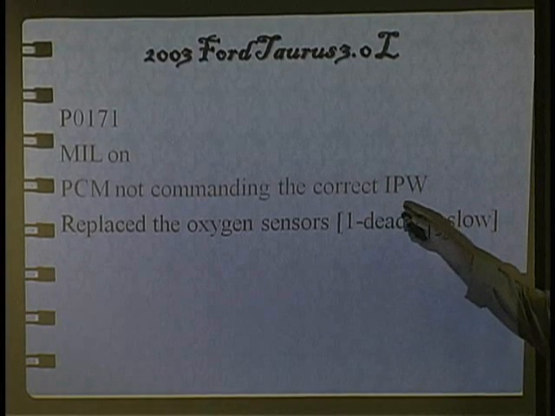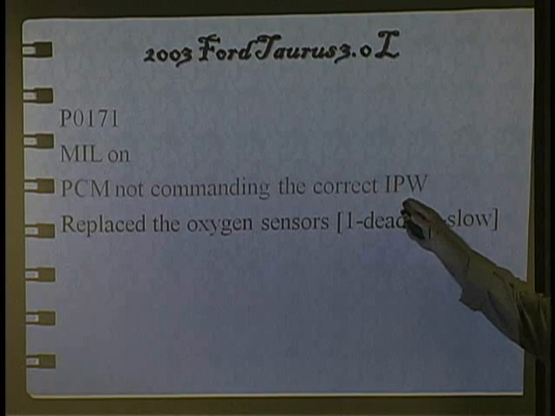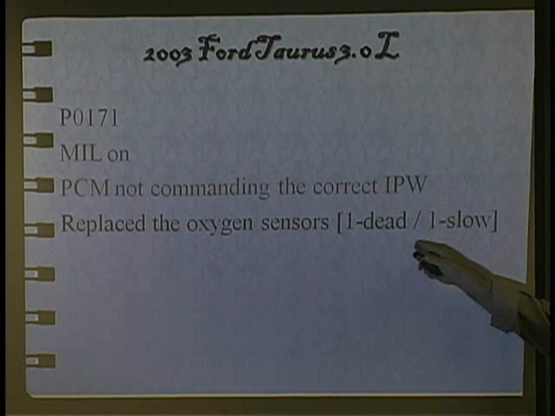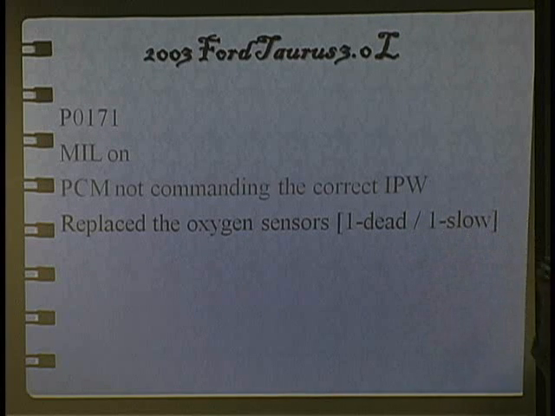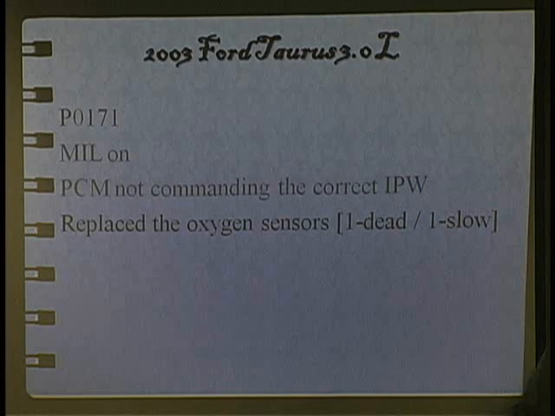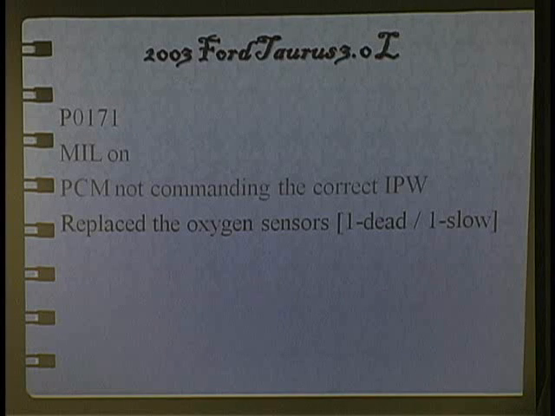Whatever, right? So he decided the PCM was not commanding the correct injector pulse width, in his words on his worksheet, and he replaced a dead and a slow oxygen sensor. Can we identify dead oxygen sensors easily? Yeah, they don't move, they hang. How do you diagnose slow ones?